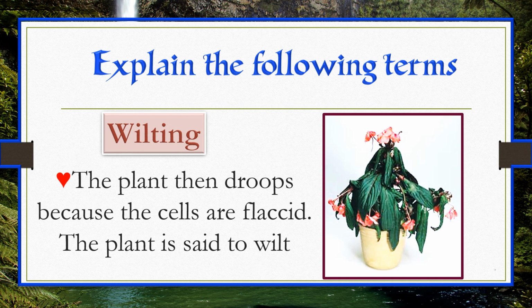So wilting, the plant will droop after losing a lot of water from its cells. So the cells become flaccid. And when the cells become flaccid, the plant is going to droop. And then we shall say the plant is wilting.